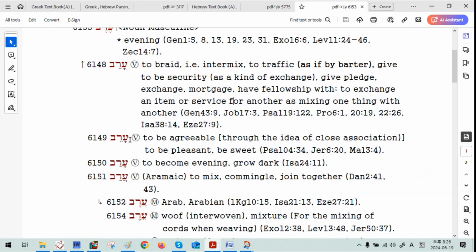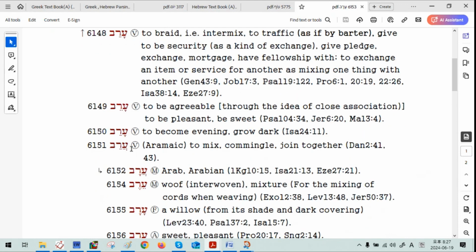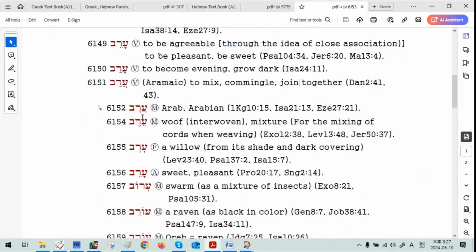And another verb is arev, to be agreeable, through the idea of close association. To be pleasant, be sweet. When you exchange the knowledge between the teacher and the student, you get the new knowledge, so you should be agreeable, pleasant, and sweet, right? And then Arab is to become evening, grow dark. And then Arab is the Aramaic word to mix, commingle, join together. You join together with the teacher, who is a seventh-day man. And then Arab is Arabian.